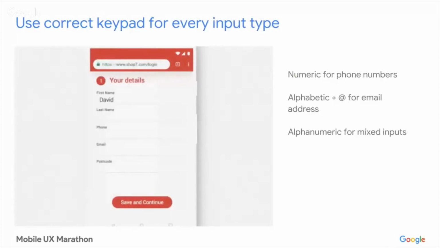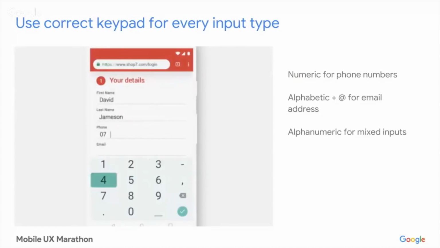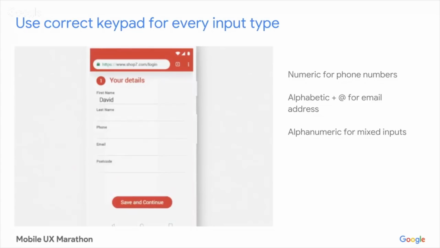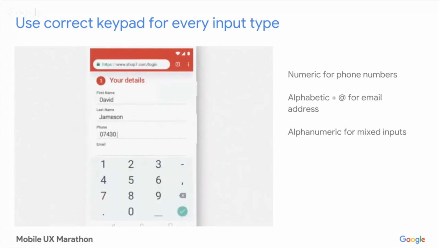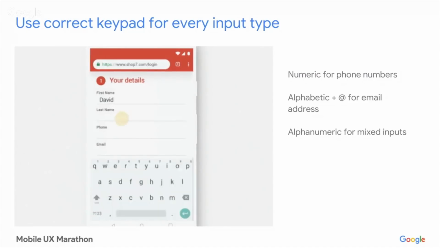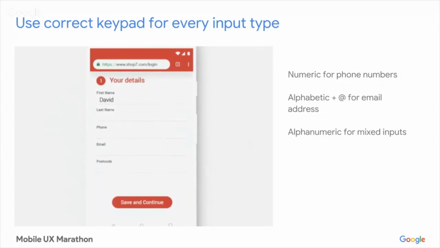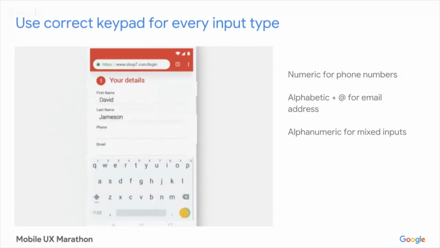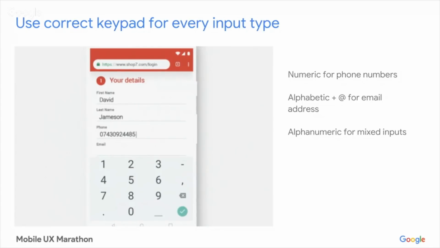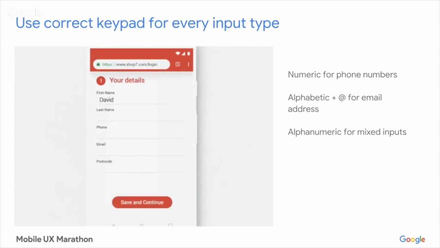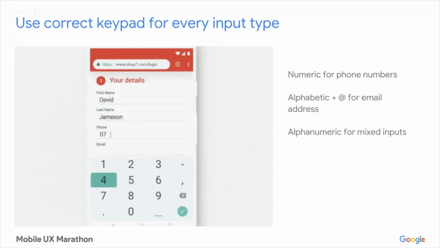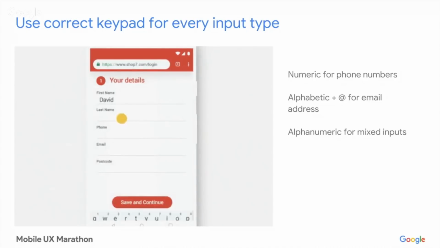This suggestion is basically a no-brainer, but yet it's quite often overlooked. It's actually overlooked way more often than you can think. So just bring up the most appropriate keypad type according to the required field. You can use numeric for phones, alphabetic plus @ for email address, and alphanumeric for mixed inputs, for example passwords, different postal codes, car plates, and so on.